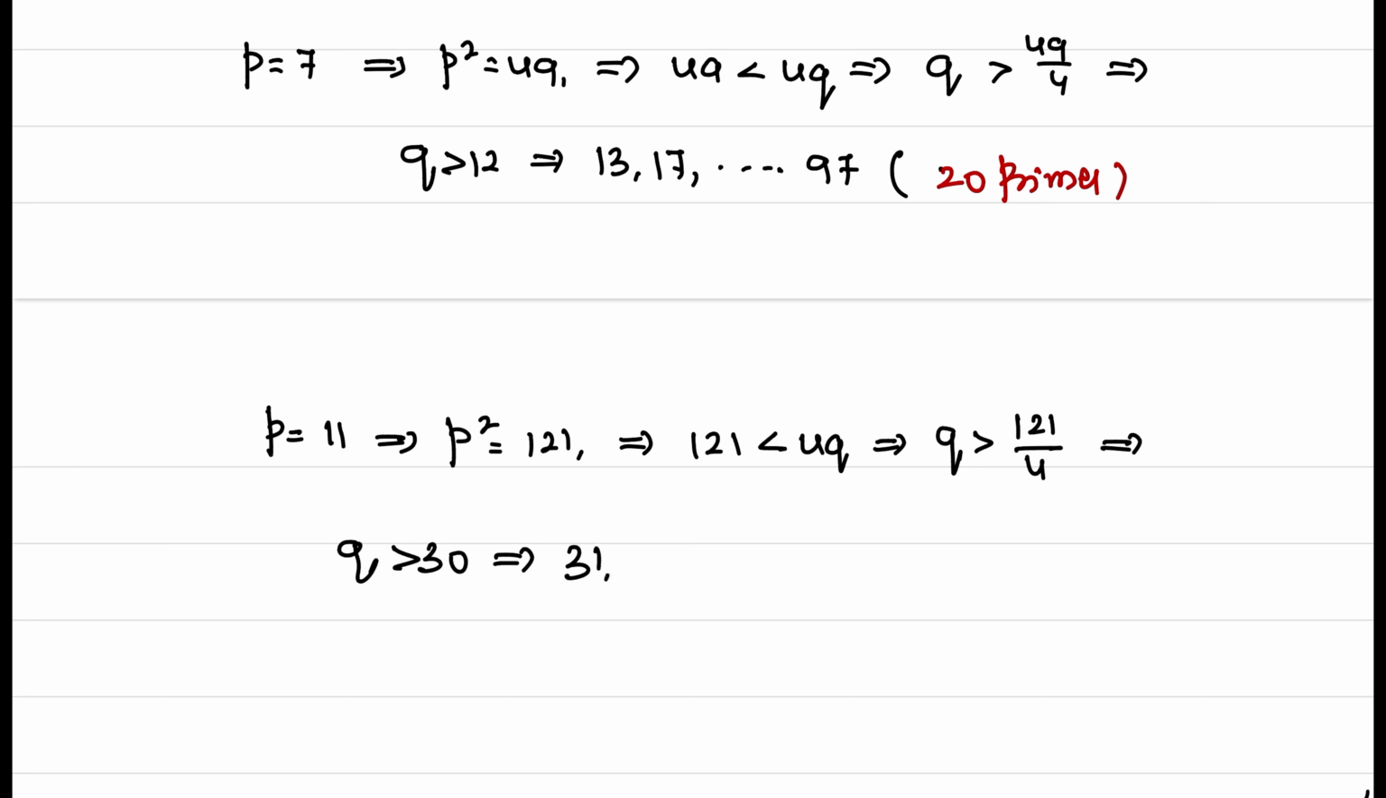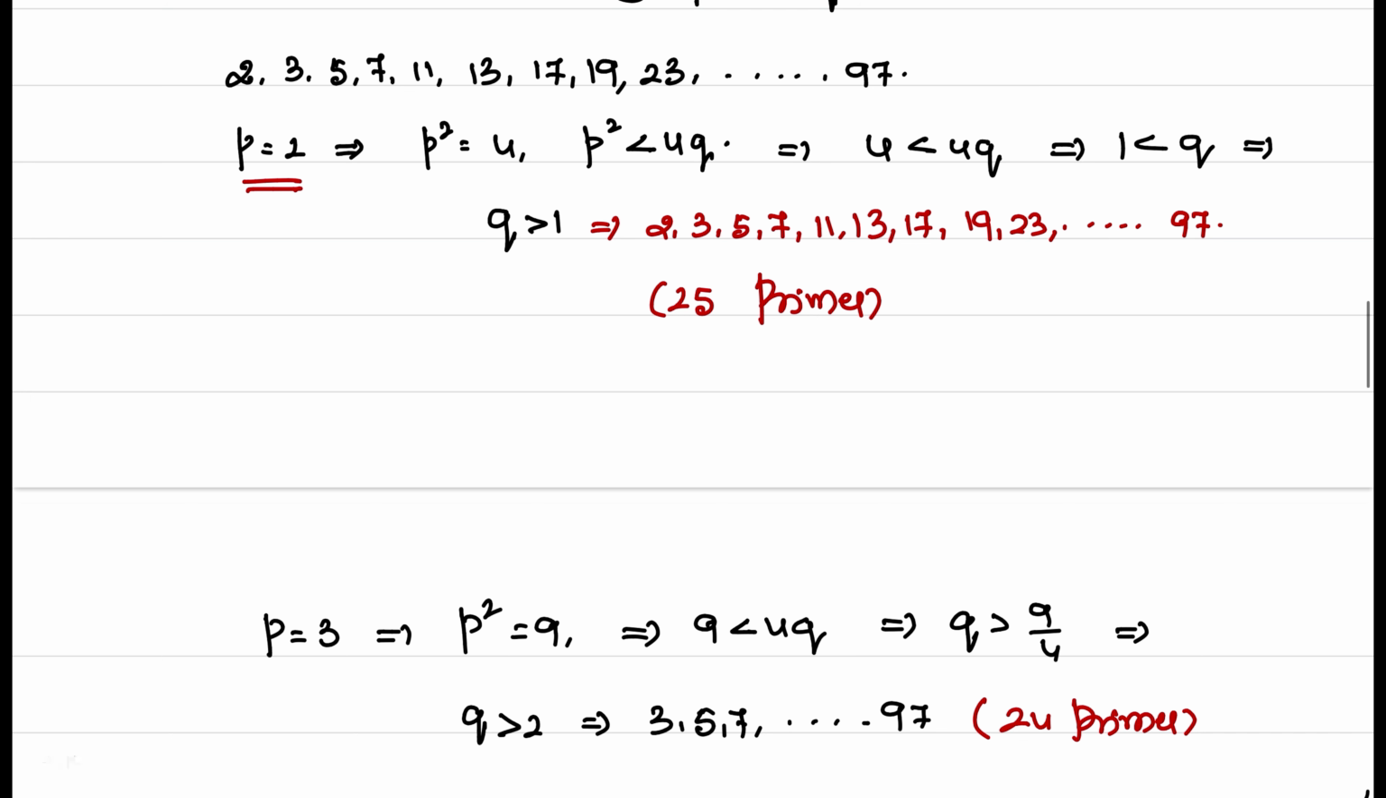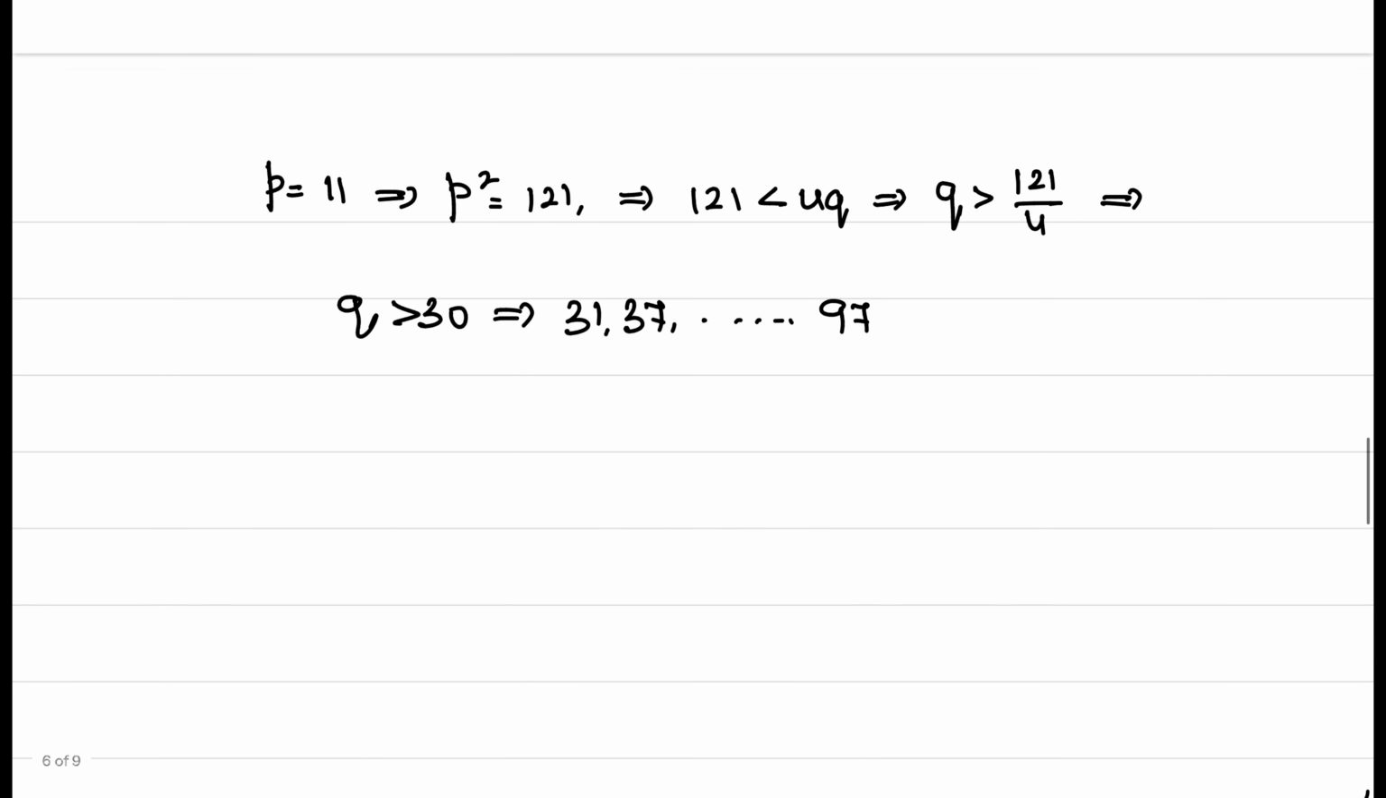31 is a prime, 37 is a prime, and so on up to 97. Up to 31, if you remember, after 23 it is 29, 31, and so on. That means you have to remove the first 10 primes, so there are 15 primes. Similarly, as a homework, please do it for the others.